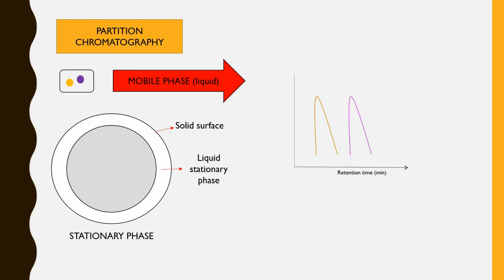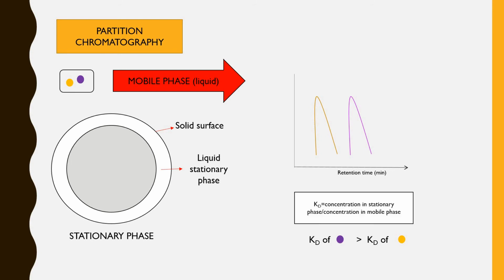So why? When you try to make a conclusion, you know that the partition coefficient of purple will be higher as compared to the partition coefficient of the yellow. Why? Because when we talk about the partition coefficient, it is the concentration of your analyte in the stationary phase over the concentration of your analyte in the mobile phase.